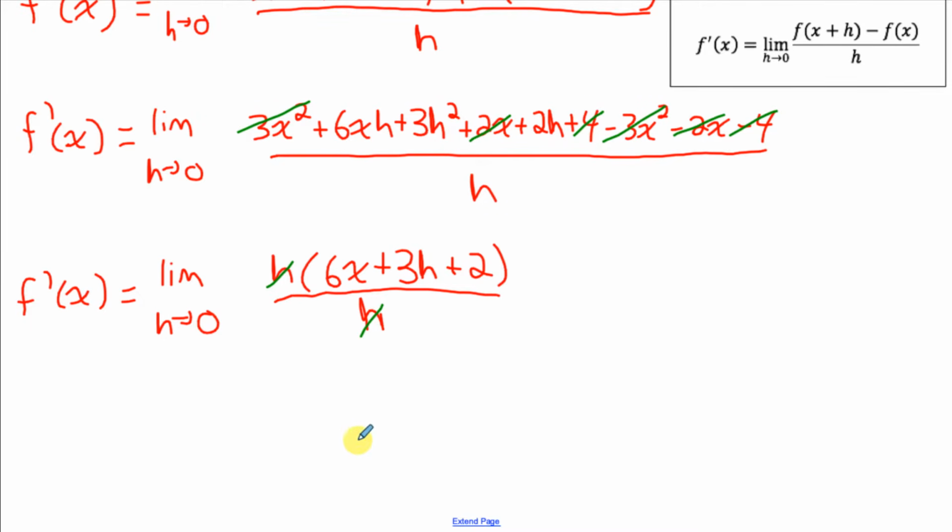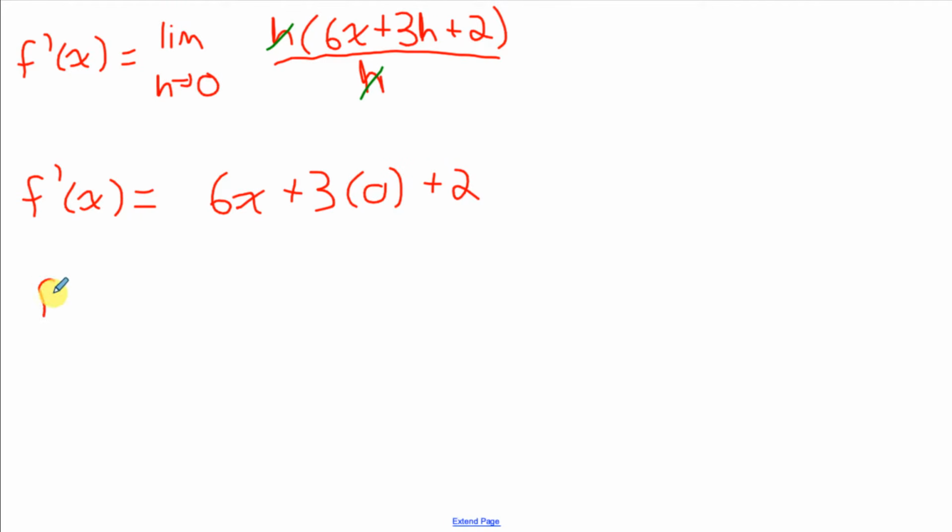Anything divided by itself is 1 as long as those anythings aren't 0. And I know they're not 0 because we are approaching 0. We're not actually at 0. So I can cancel those out. And now what I have is a continuous function where the limit would be equal to the value if I actually just plugged 0 in for h. So I can just write f prime of x equals, and I don't have to write limit anymore. I can just sub 0 in for this h, and I get 6x plus 3 times 0 plus 2. So f prime of x, the equation of the derivative, is 6x plus 2.